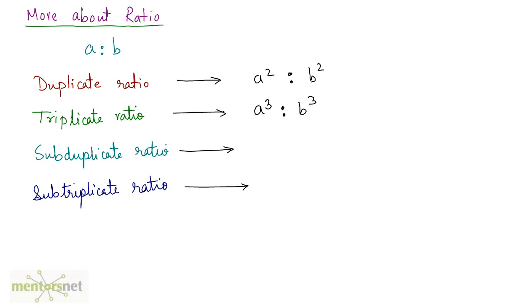And the subduplicate ratio of those two numbers is the ratio of their roots. So under root a is to under root b is the subduplicate ratio. And in the same manner, the subtriplicate ratio is the ratio of cube roots. So you have cube root of a is to cube root of b as the subtriplicate ratio.